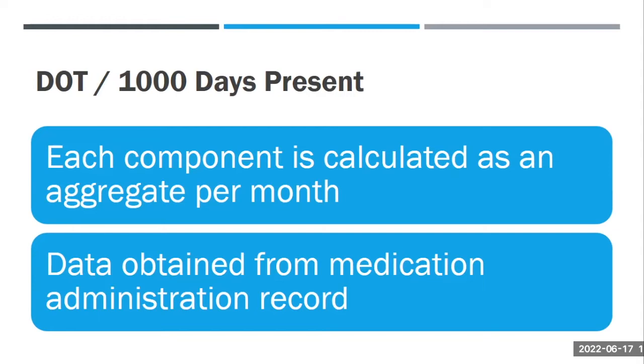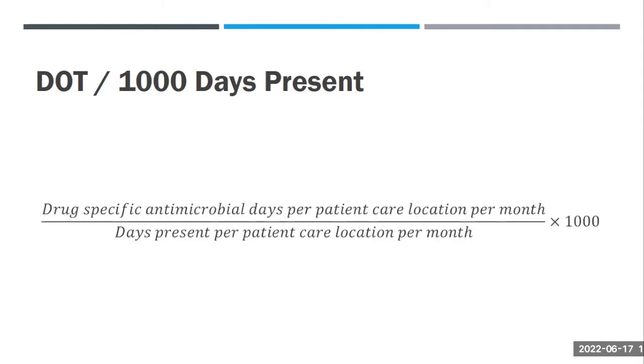So it's going to be the closest reflection of the actual antibiotic use that's entering the patient for that reporting period. And so the way this is calculated would be to take your drug-specific antimicrobial days per patient care location per month. So again, the minimum reporting period would be per month, but you can aggregate this again to quarterly as well as annually. Divide that by the days present per that same patient care location per month. And then this is scaled to 1,000.